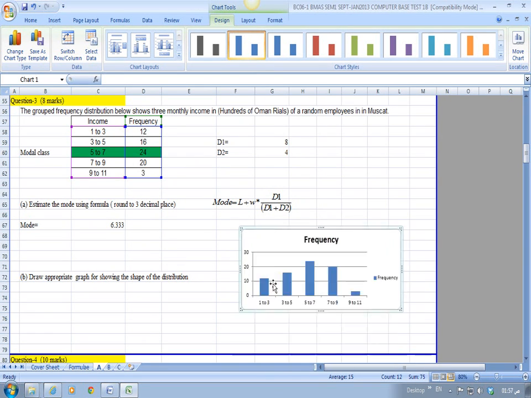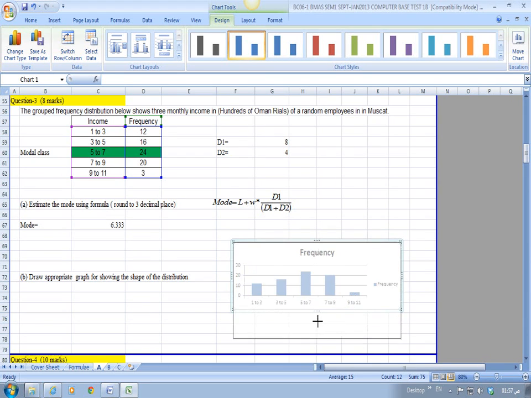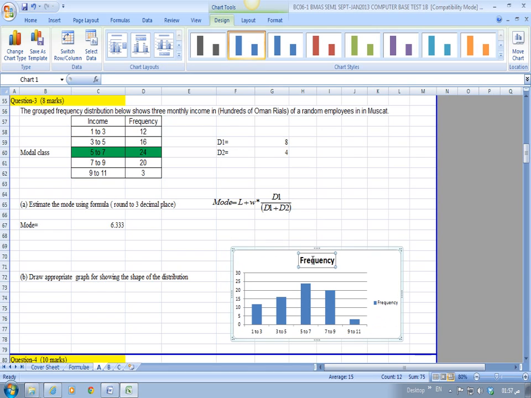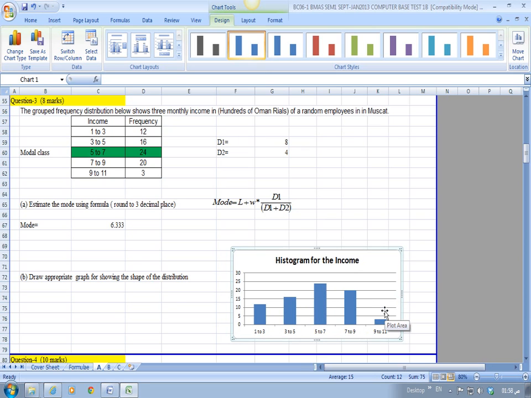You can make it small, you can make it according to the location which you have. If you have a small place, you can make it small. Up here we name it histogram, employees income. Then here still it is a column chart. This frequency is not required, just click it and delete.